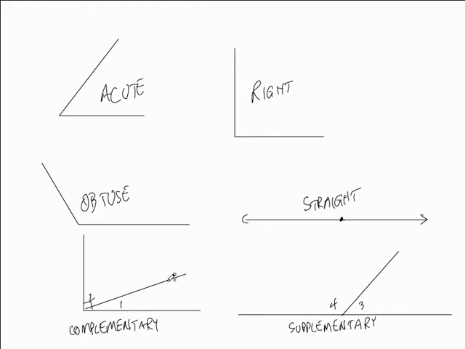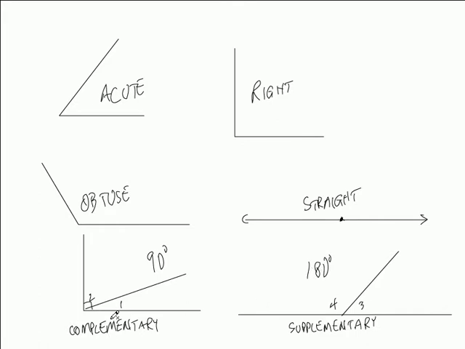And how do we remember that? Look, this adds up to 90 degrees. This adds up to 180 degrees. C comes before S in the alphabet. There's no super great trick. I just remember C comes before S, right? So 90 comes before 180. So the 90 and the complementary go together, and the 180 and the supplementary go together. Can you remember that? It's pretty easy, isn't it?